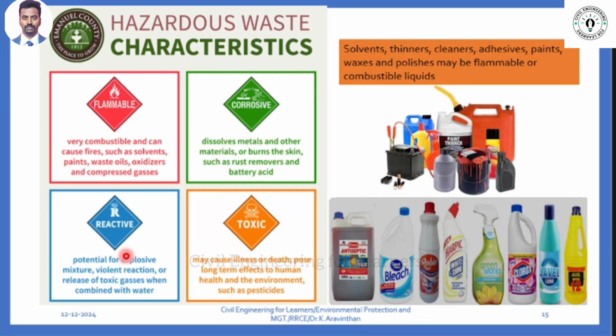Next thing is reactive. Reactive means by adding some heat, you can add water or you can add some heat. If your temperature increases from 60 degrees to 100 degrees, then it might change its reaction. Example is toxic gases. When certain waste combined with water, it might harm the environment. Last thing is toxic. What are toxic characteristics? If some hazardous waste causes death for humans, then it is called a toxic waste.